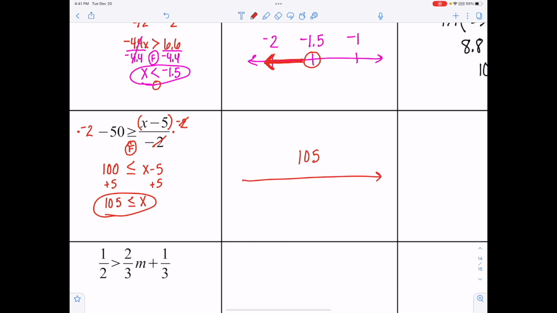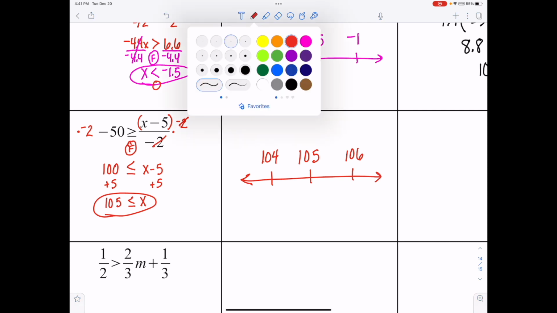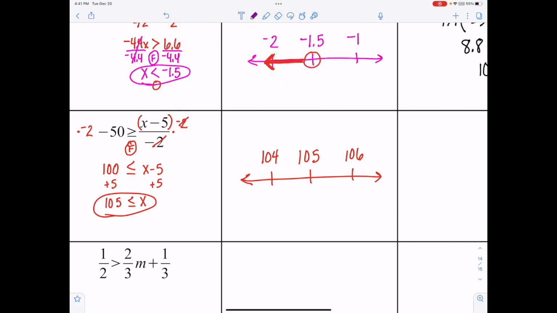Draw our line. You can see same process every time. Put our 3 tick marks. One number higher would be 106. One number smaller would be 104. Look and see if there's any concrete. Okay, I do have concrete, so this is a solid point. So I'll make my solid point here, and then go back and read from the variable.